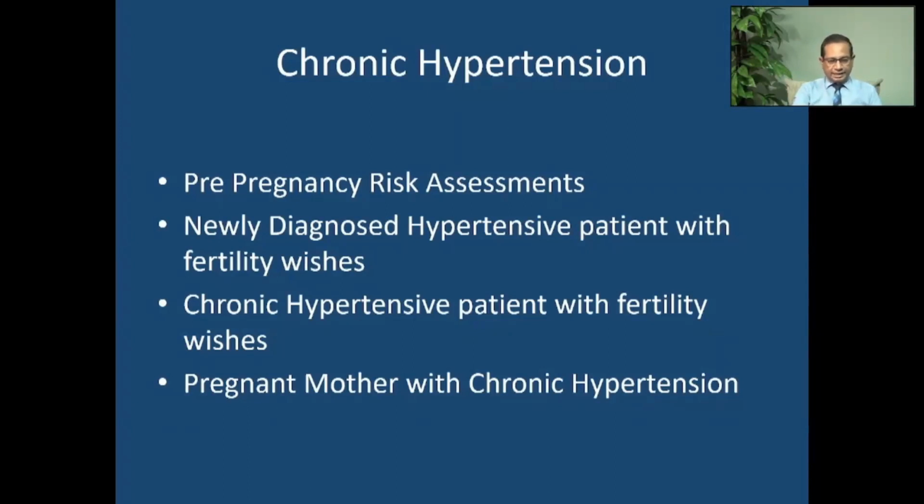And the second category is newly diagnosed hypertensive patients with fertility wishes. They want to get pregnant, and now you have newly diagnosed them with high blood pressure. The third category is a chronic hypertensive patient with fertility wishes. This patient is already diagnosed with high blood pressure on treatment, but they still have fertility wishes. And the fourth category is a pregnant mother with chronic hypertension on treatment.